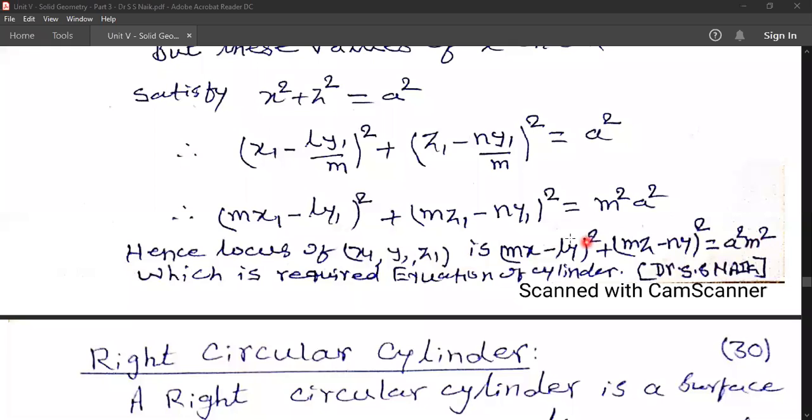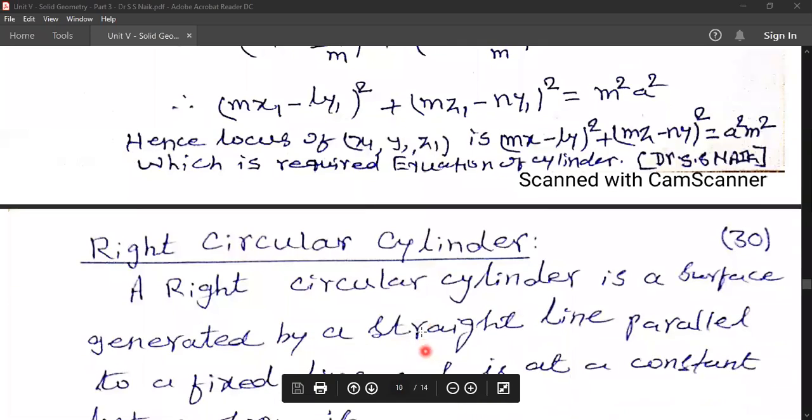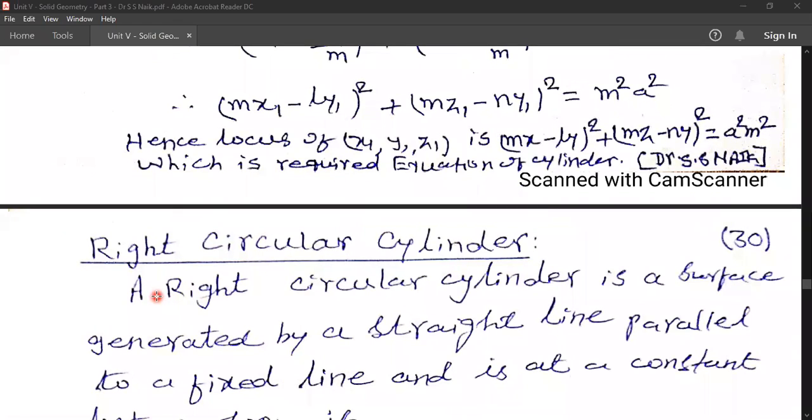Now this is a general cylinder, not a right circular cylinder. We are mainly having the problems on right circular cylinder. Okay, so we'll go to the definition of a right circular cylinder and some examples on a right circular cylinder.